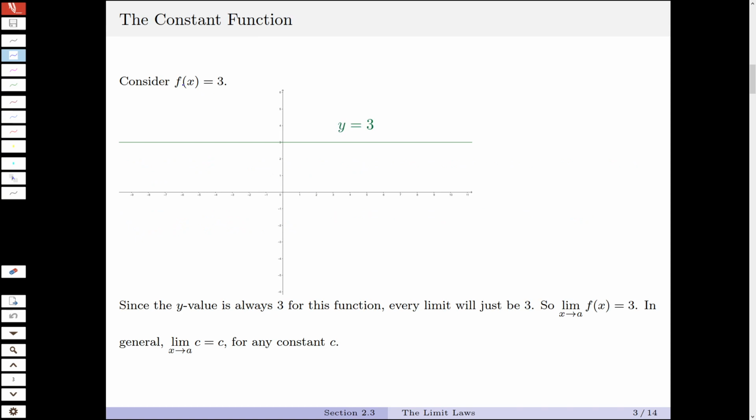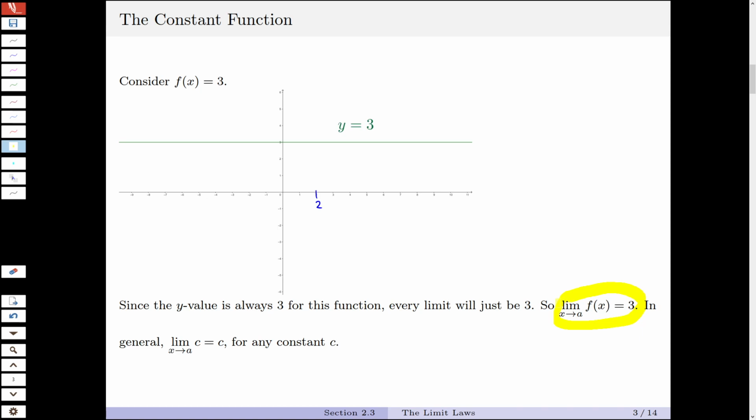So here's f of x equals 3. We have our graph of a line y equals 3. And if I think about what happens as I get near an x value, let's suppose that we pick an x value of 2 here. As my x values get closer and closer to 2, the y values are always 3. So it doesn't really matter where the x values are going, the y values are always 3. So if I'm approaching 2, the y values are approaching 3. If I'm approaching an arbitrary x value a, the y values are still approaching 3. So what we get is that the limit as x approaches a of f of x is 3.